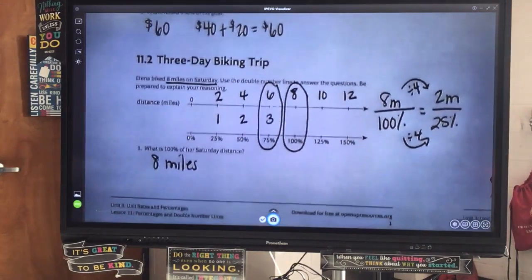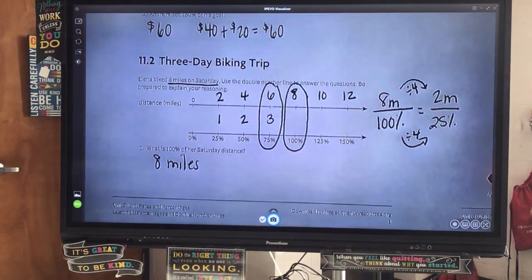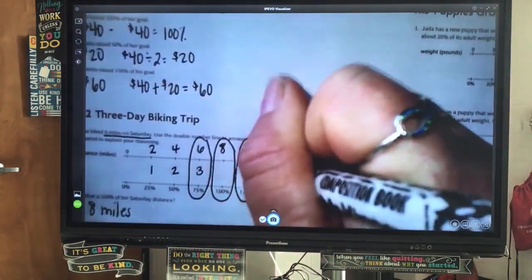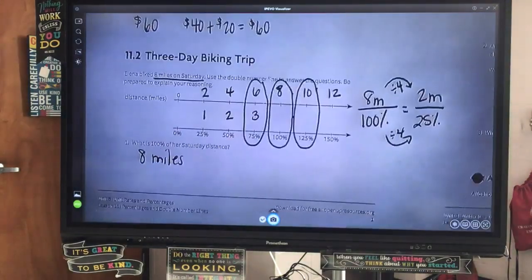All right, and then number 3 says on Monday she biked 125% of her Saturday distance. How far was that? Kyra? 10. So again, we're over here. We identify 125% and we get 10.